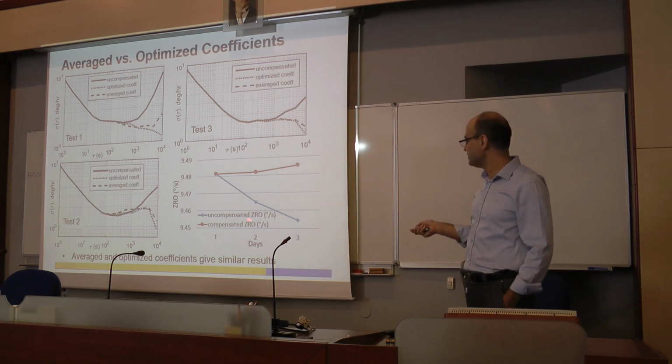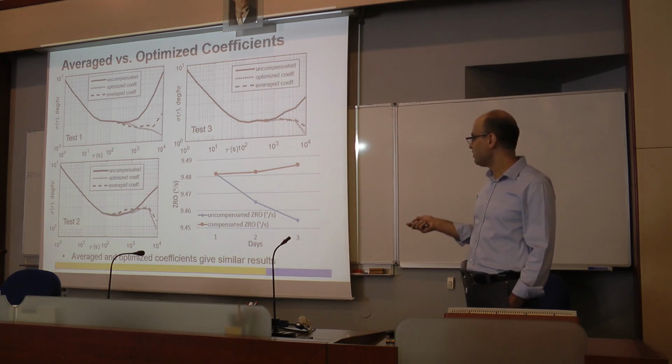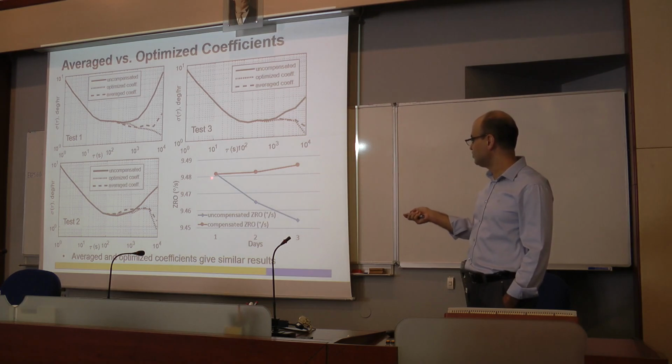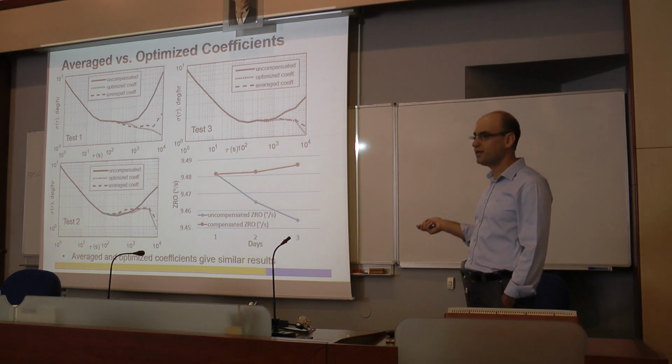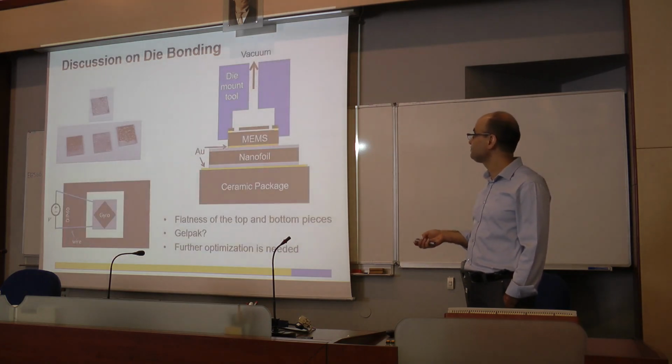And here, this is the calibration of the gyro output over 3 days. If you don't compensate it, it shifts this way. But if you compensate it, it is still not perfect, but a lot better than what it used to be.